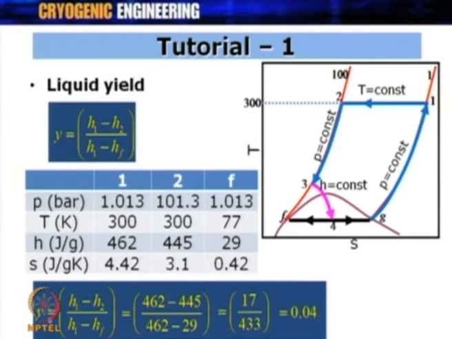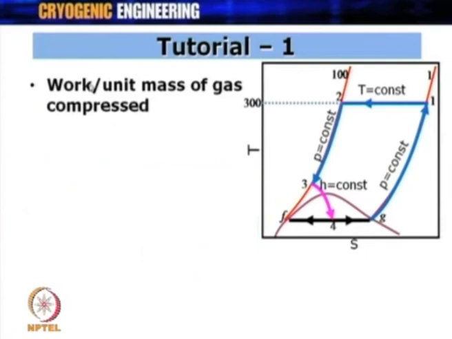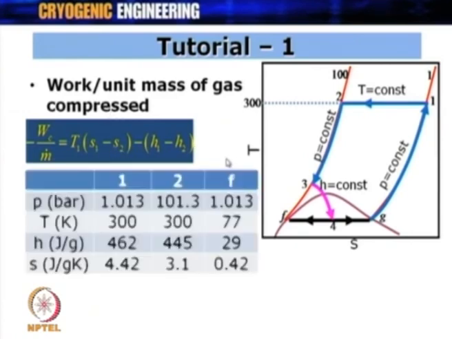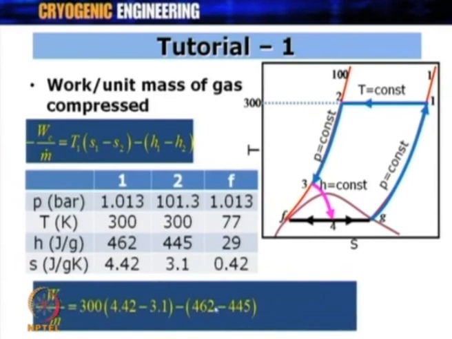So, m dot F upon m dot for a simple Linde-Hampson cycle comes out to be 0.04. If I want to calculate work per unit mass of gas which is compressed, it is minus Wc upon m dot equal to T1 into (S1 minus S2) minus (H1 minus H2). Now, we are talking about 1 and 2 and not 1 and F as we did earlier in the ideal thermodynamic cycle. Putting those values for enthalpies and entropies, you get 379 joule per gram as work done per unit mass of gas compressed in a simple Linde-Hampson cycle.